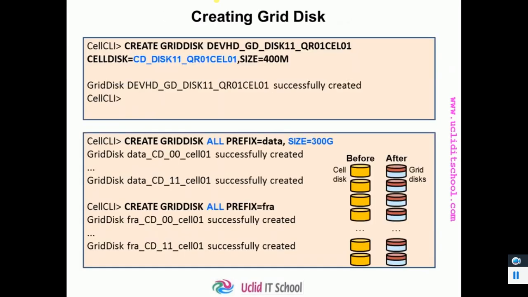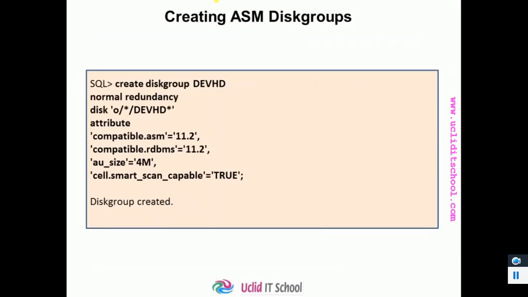Up to the earlier slide, up to creating grid disks, you will do in the storage server. Once the grid disks are created, then you connect it to the ASM instance and create the disk group.